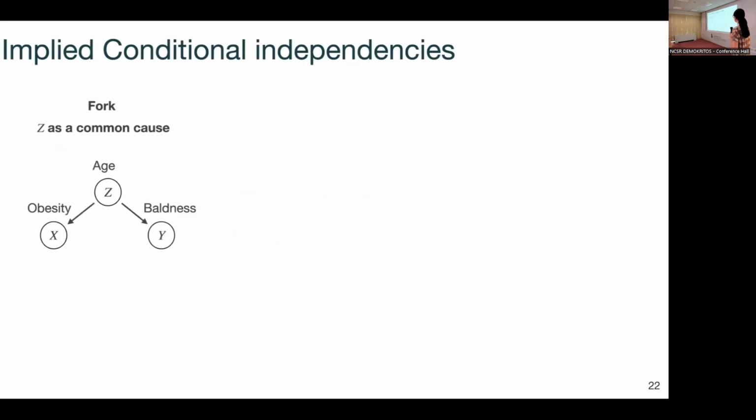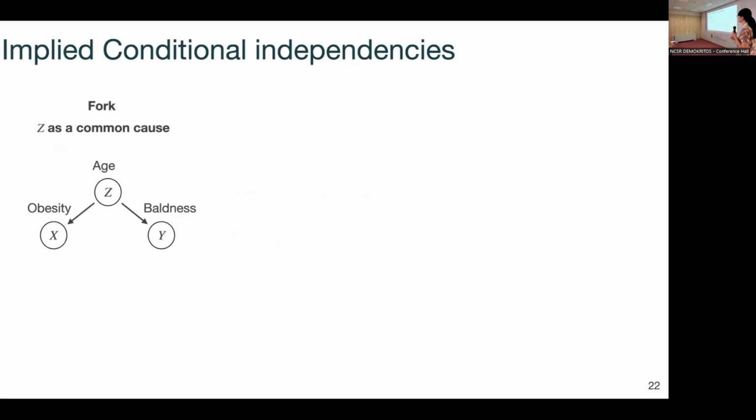So let's see the gifts of God, as we said before. So we have the fork, and there is this very simplistic model here explaining the relationship between obesity, age, and baldness. It's very simplistic, but let's assume that this is actually the model that's behind these variables.